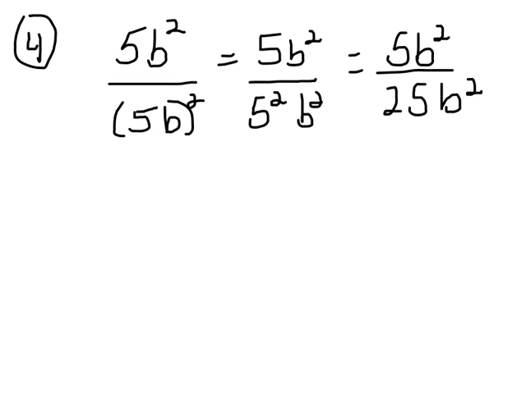Now the b squareds here would cancel out, and then I've got 5 over 25. But doesn't that reduce? 5 goes into 5 one time, 5 goes into 25 5 times.